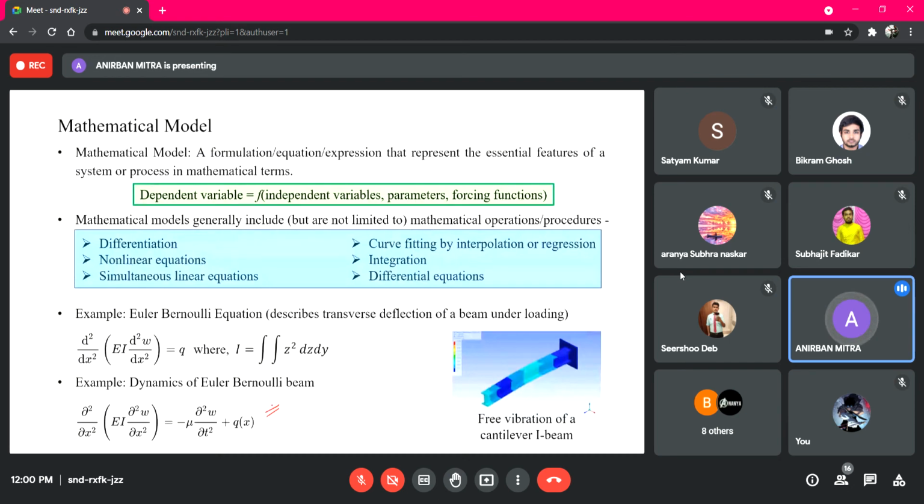So the point I'm trying to make is that mathematical models could be varied in nature. It could have different mathematical operations or mathematical procedures ingrained in them. And different types of numerical methods, numerical analysis procedures are there to cater to different types of mathematical models.